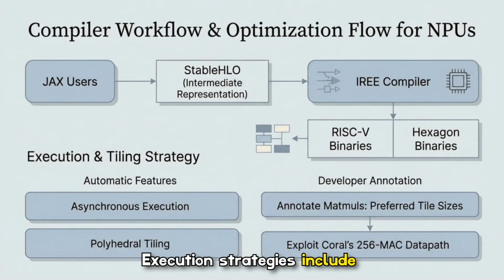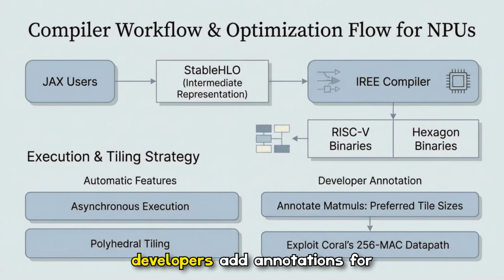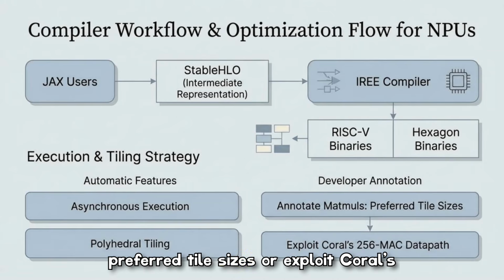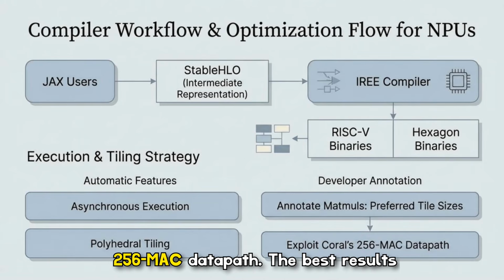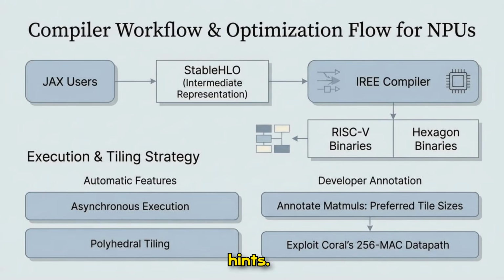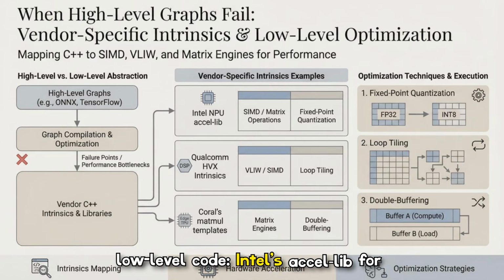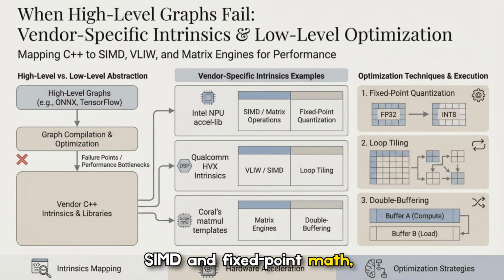Execution strategies include asynchronous execution and polyhedral tiling automatically, while developers add annotations for preferred tile sizes or exploit Coral's 256 MAC datapath. The best results come from combining automatic passes with targeted developer hints. When high-level graphs hit performance walls, you must drop to vendor-specific intrinsics and low-level code. Intel's Xe-lib for SIMD fixed-point math, Qualcomm's HVX intrinsics and VLIW tricks, or Coral's MatMul templates and double buffering.